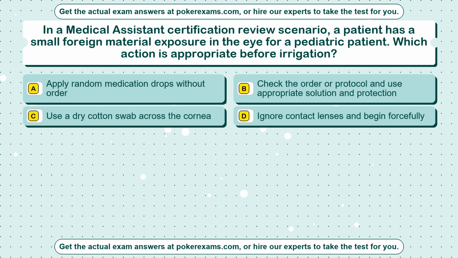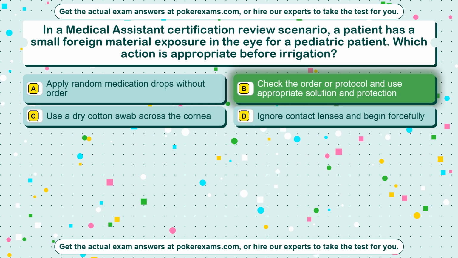Question 99. In a medical assistant certification review scenario, a patient has a small foreign material exposure in the eye for a pediatric patient. Which action is appropriate before irrigation? Option A, apply random medication drops without order. Option B, check the order or protocol and use appropriate solution and protection. Option C, use a dry cotton swab across the cornea. Option D, ignore contact lenses and begin forcefully.